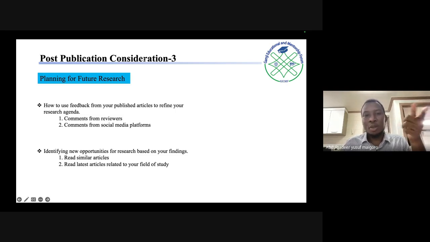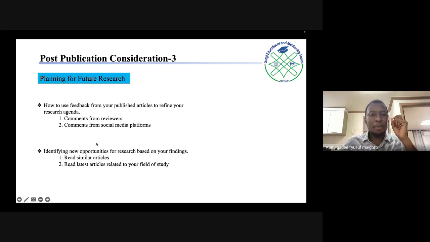I believe it has happened to most of us here as researchers. We develop so many ideas and improve the quality of our manuscripts. Also, we get so many ideas that help us to develop other hypotheses in future research. Again, the comments you get from social media platforms like LinkedIn, Google Scholar, and ResearchGate are also better ways of getting more ideas, because when you share your article, people make recommendations. Some send you an email, some send you a personal message. That's also another way to develop future research.